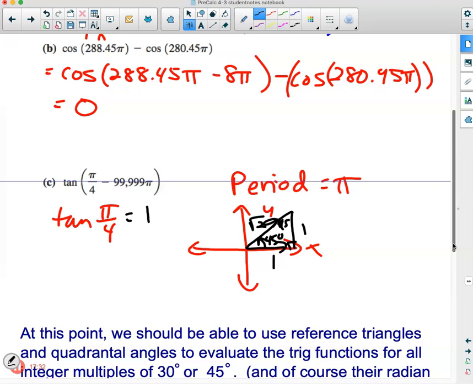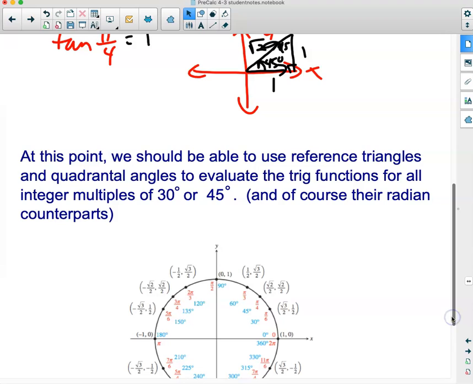And there it is. So that thinking about, okay, even for cosine and sine, that's going to mean that 2 pi is going to work out really nice. With tangent, it does get a little easier if you remember. It's 1 pi. That's it. That's the periodicity. So now we would definitely be set to start looking at the unit circle. So at this point, we should be able to use our reference triangles, our quadrantal angles to evaluate the trig functions for anything that has to do with multiples of 30 and multiples of 45. And if you're thinking, Cedar, where's the 60? 60 is covered because it's a multiple of 30, you know.